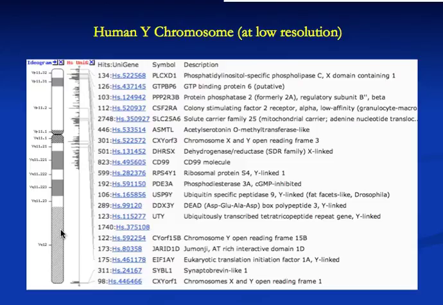Another thing to point out here is that none of these genes are essential for life, because if you are a female, you have two X chromosomes and you don't have a Y chromosome. So these genes are not essential genes. But some examples are given here of genes that have been found on the Y chromosome.